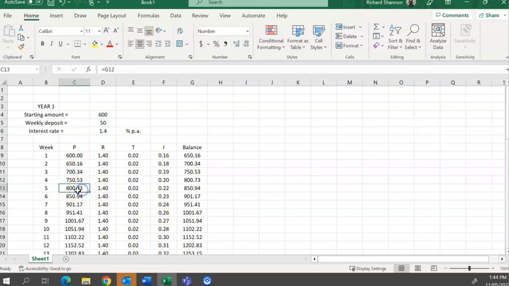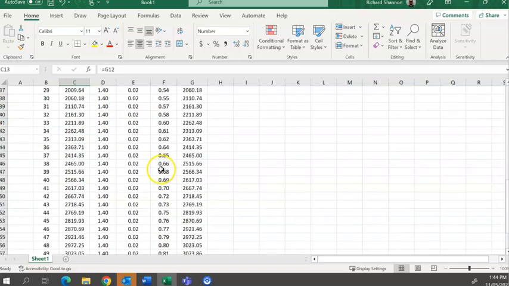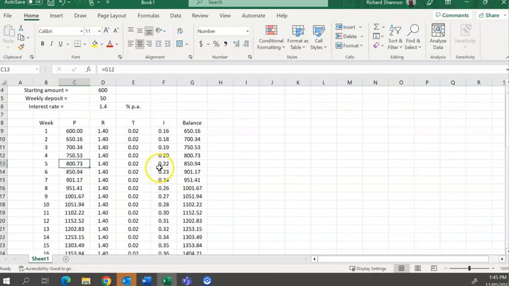Just checking that things are all right. So if we look here in week 5, the principal is actually the same as what is at the end of week 4. So that's all working really well. All right, this is part 1. By the end of part 1, you should have the first year of this savings account all done on a weekly basis. Cool.